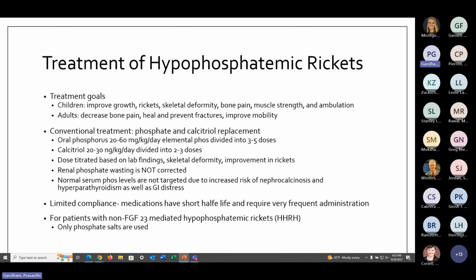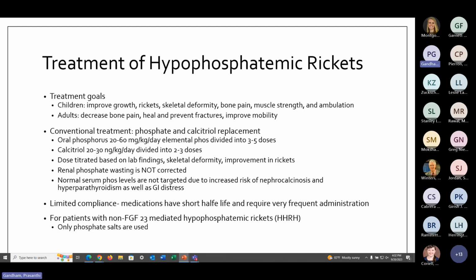The dose is titrated based on lab findings, skeletal deformity, and improvement in rickets, but we know that we're not correcting the underlying defect. And so renal phosphate wasting is not corrected. You don't expect your TMP-GFR to improve necessarily. We don't typically target normal serum phos levels either, and this is because of the increased risk of nephrocalcinosis and hyperparathyroidism, as well as significant GI distress that can occur with that amount of phos replacement.